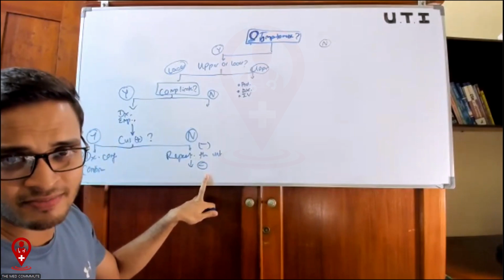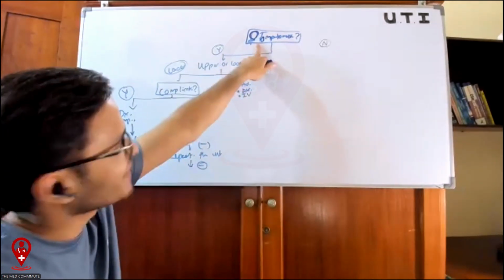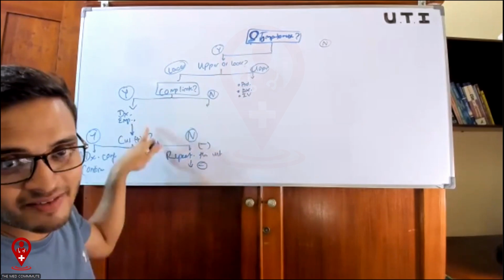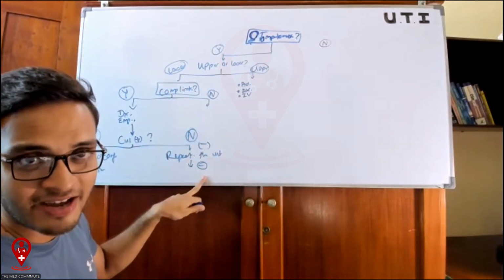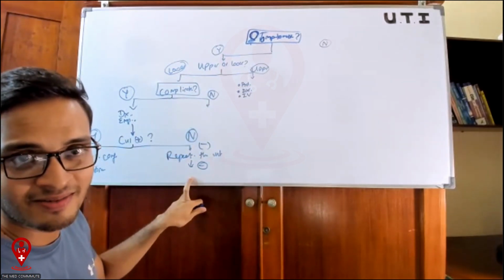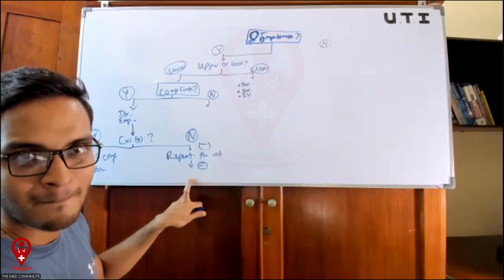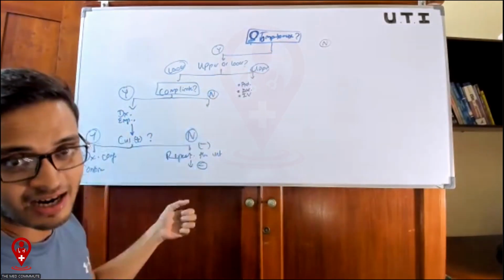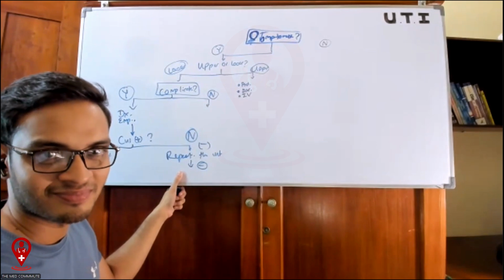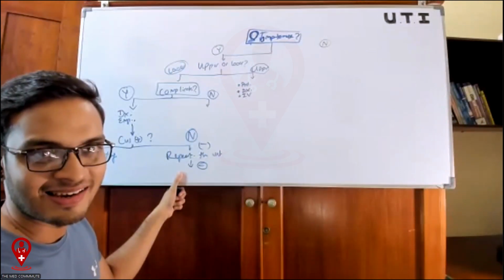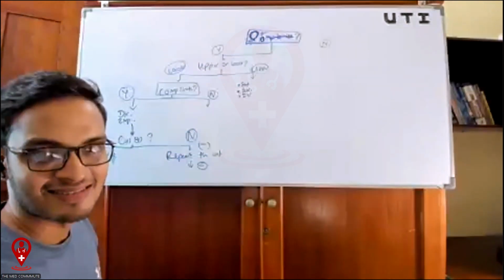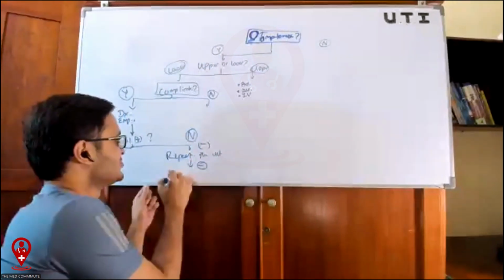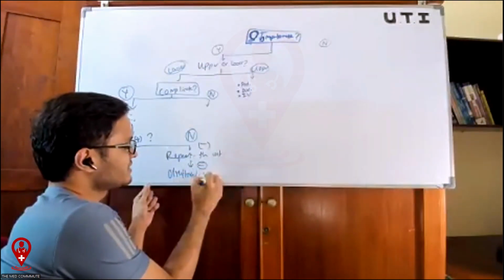What is your diagnosis? Start from the top. Symptomatic, coming all the way here. Culture done twice, negative. What is your diagnosis? I mentioned this in the class. Symptomatic patient, culture negative twice. What is this? Urethral syndrome. Excellent. This is urethral syndrome, guys.